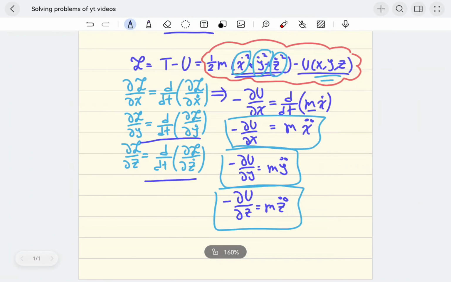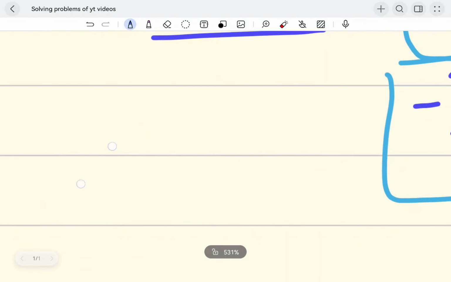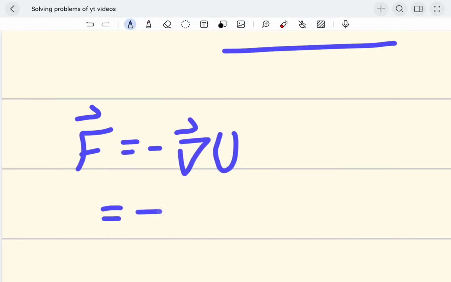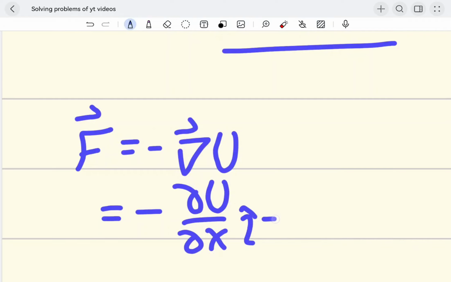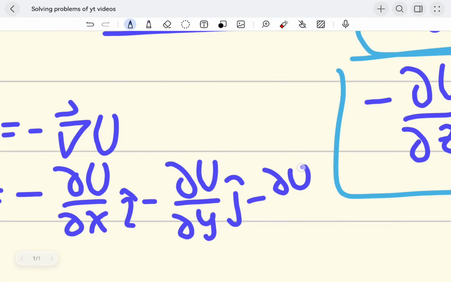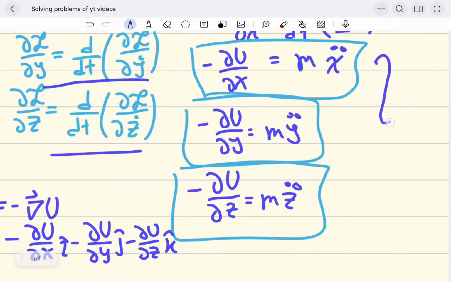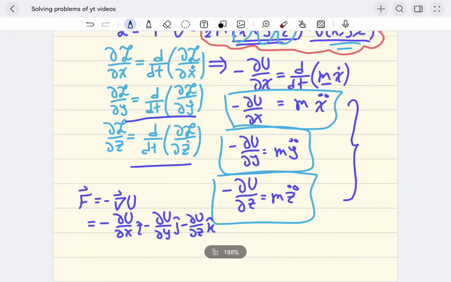Well, how do we use these equations to prove Newton's second law? We know that the force vector F is equal to minus the gradient of the potential energy. So this will be minus partial U by partial x i hat, minus partial U by partial y j hat, minus partial U by partial z k hat. And using these equations, we just substitute.